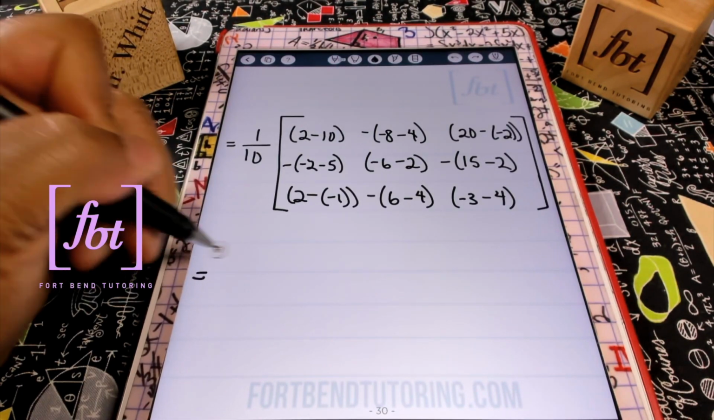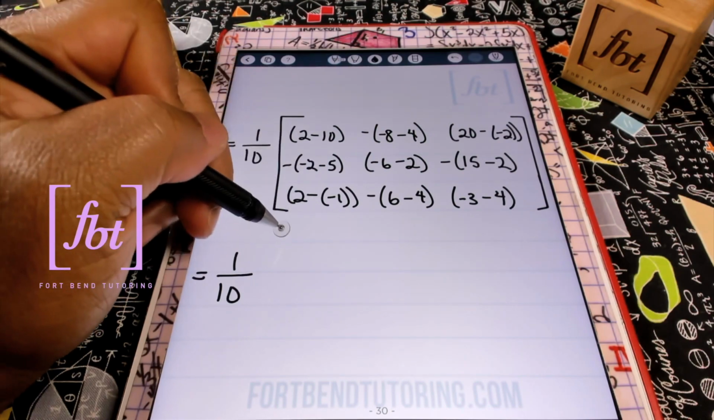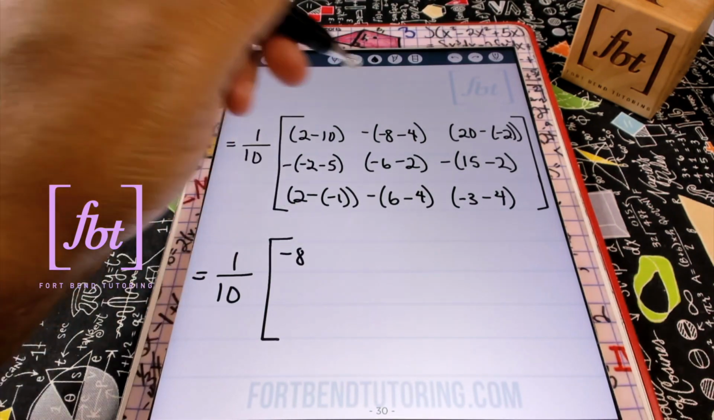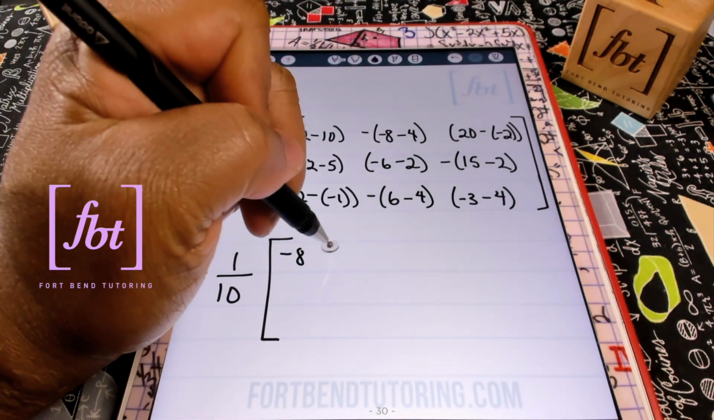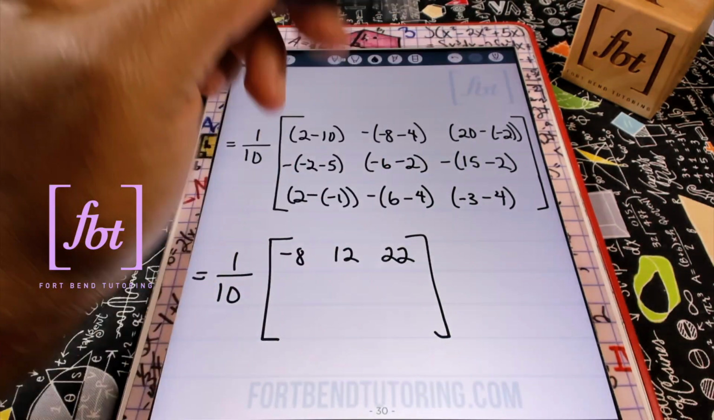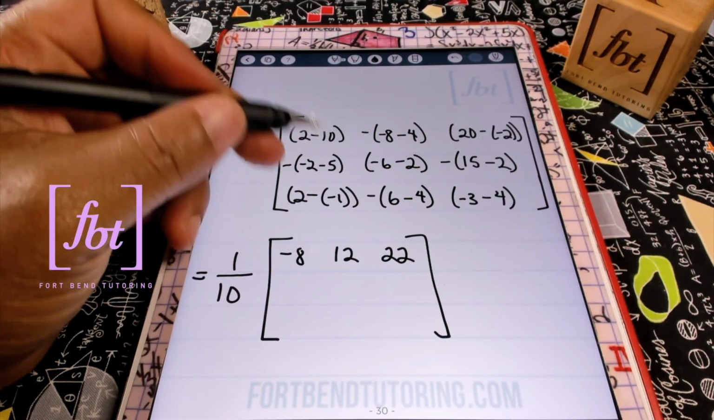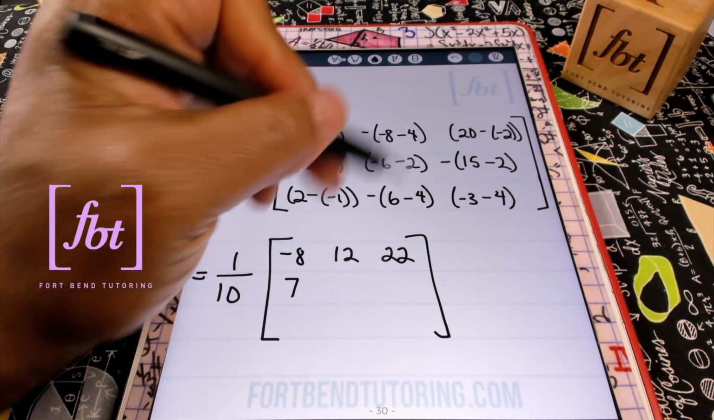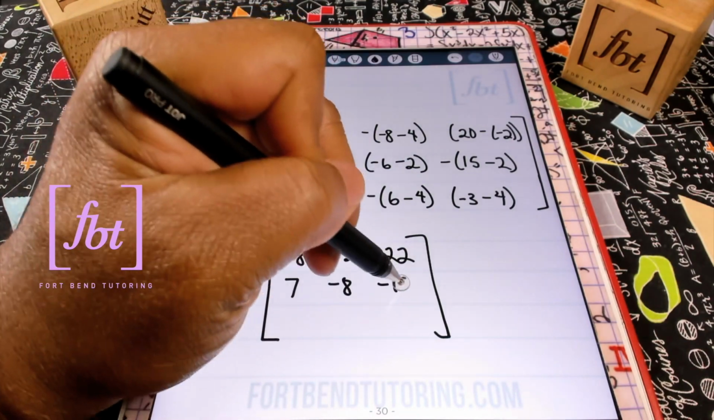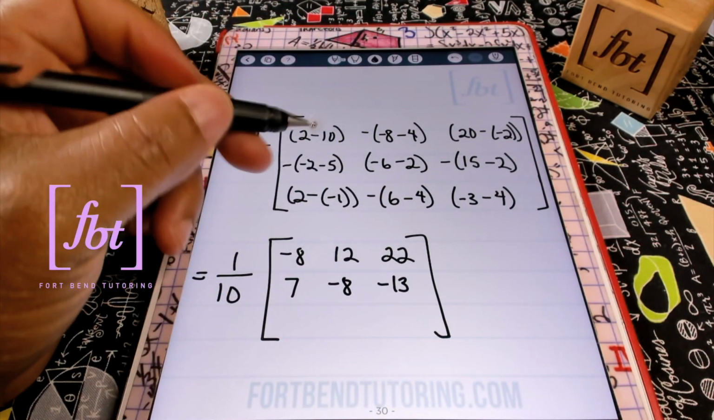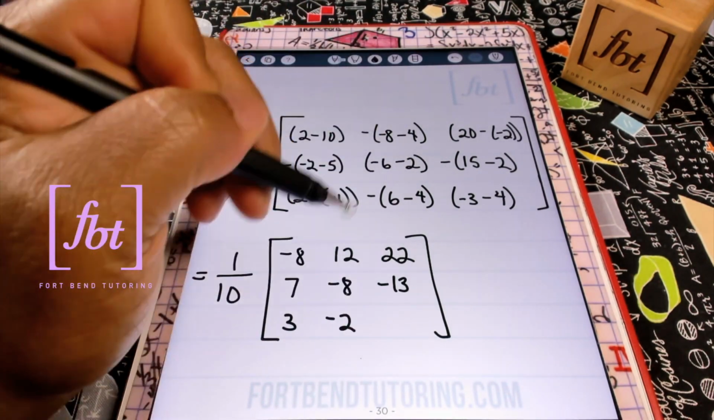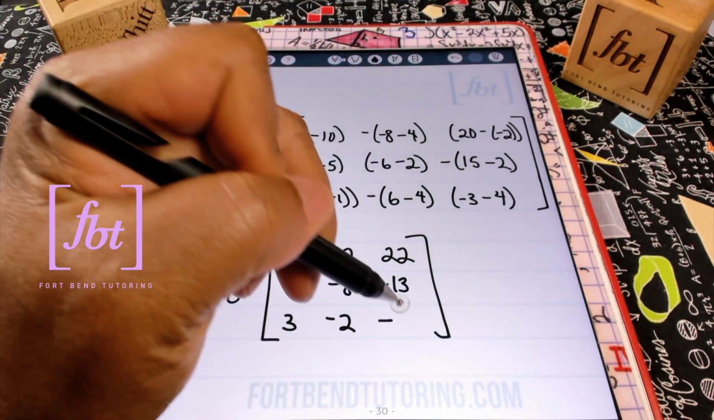Bringing down our scalar, you'll still have your 1/10, and then you'll have the following values. You'll have 2 minus 10, which is negative 8. You'll have negative 12, and then the opposite of that gives you 12. You'll have 20 plus 2 is 22, like so. Within the parentheses, you'll have negative 7. The opposite of that is 7. Negative 6 and negative 2 combine to give you negative 8. Then 15 minus 2 is 13. The opposite of that is negative 13. You'll have 2 minus negative 1 gives you positive 3. This is going to be 6 minus 4 is 2. The opposite of that is negative 2. And then negative 3 and negative 4 combine to give you negative 7.